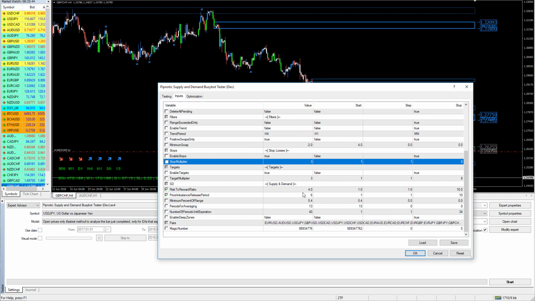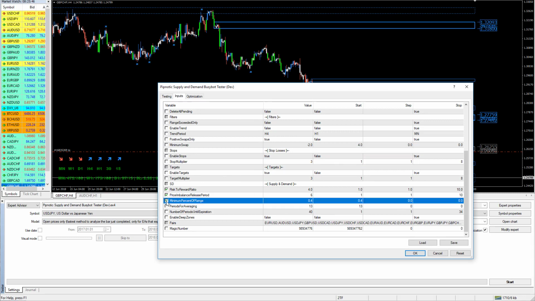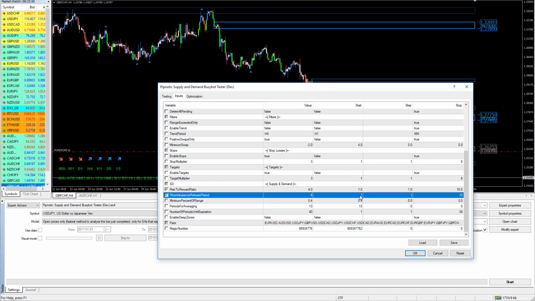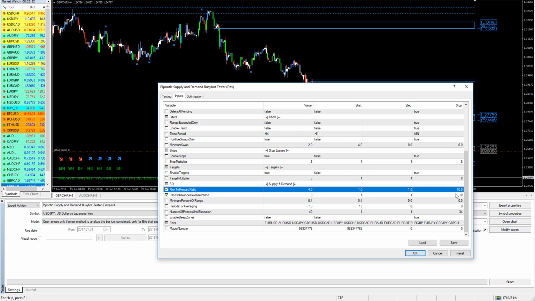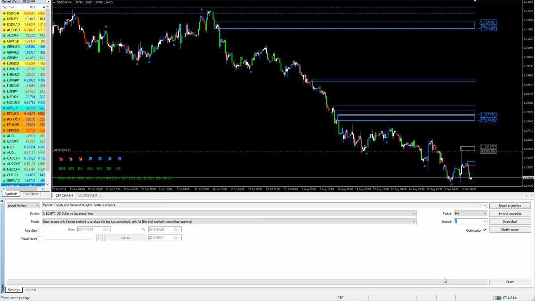where are we? Down here, these settings. Risk reward multiplier 4 and 6, and it starts at 1. Both of them have a step of 1 and go up to 10. So it's going to do every possible combination of these settings, and it's going to show me which one is the best one. I'm just going to say OK, and I'll pause the video, let it run quickly, and then we'll have a look at the results.